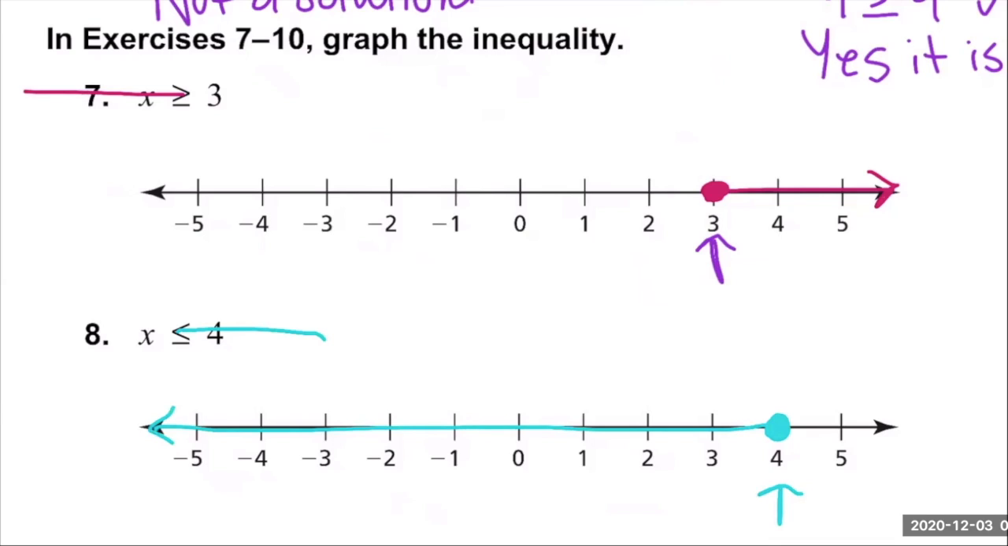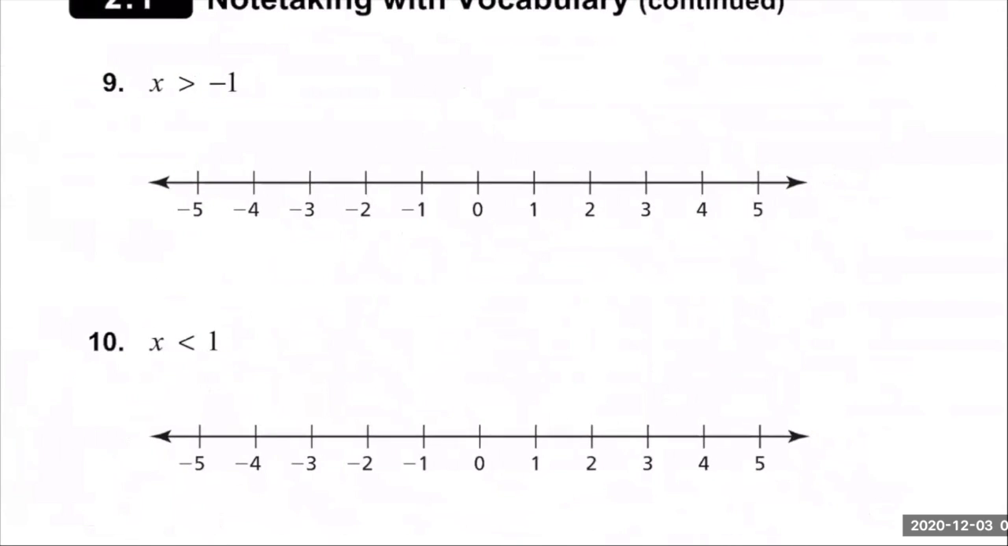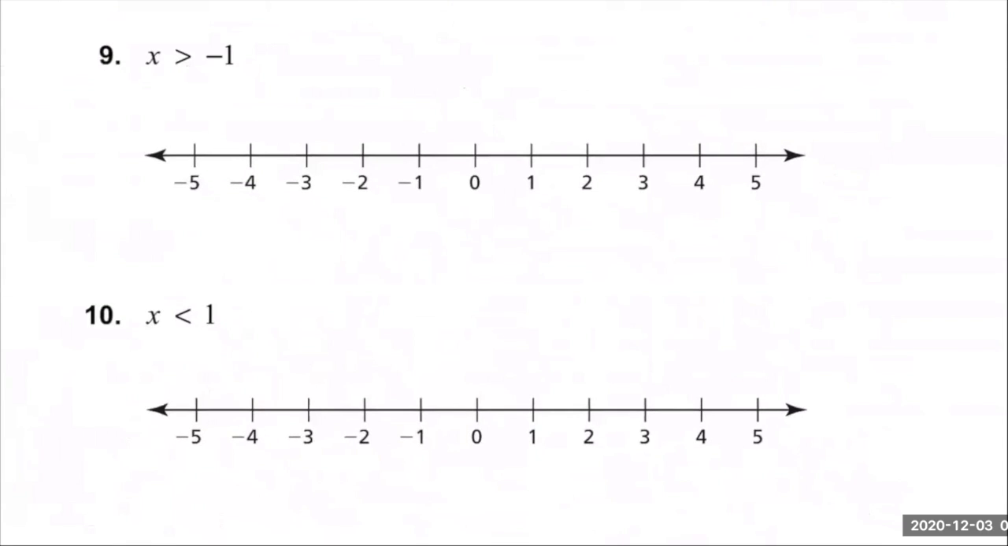If you're just joining me back, you'll see that on number 8, I found my 4. I saw that it was less than or equal to, so that's a closed circle. And then because it was less than or equal to, my line went to the left to the more negative side. All right, we're going to do 9 and 10. I'll do 9 with you. You do 10 on your own.